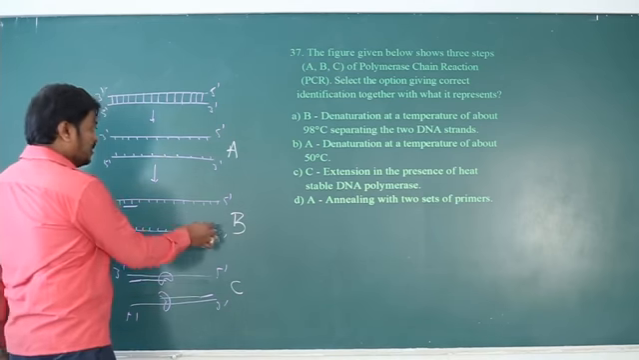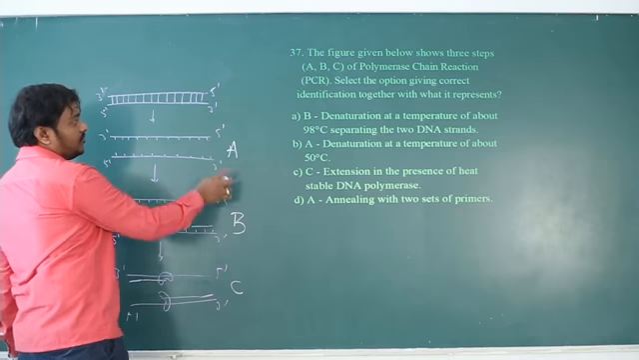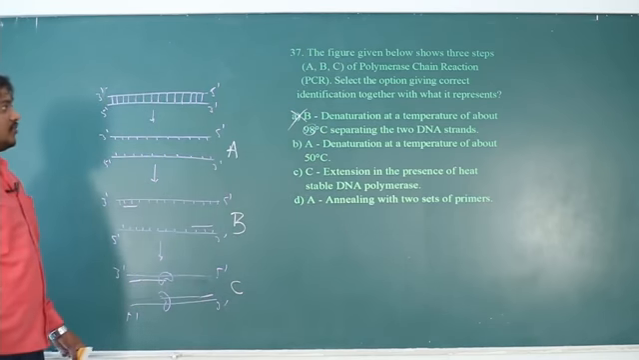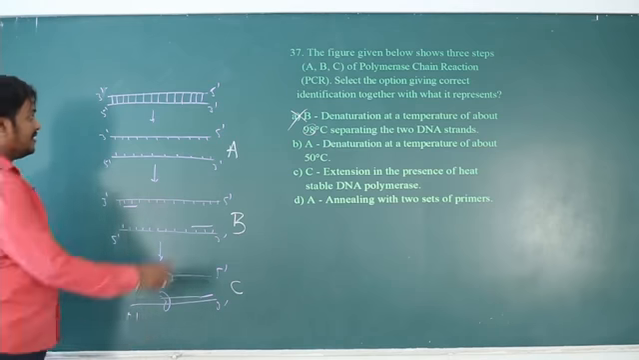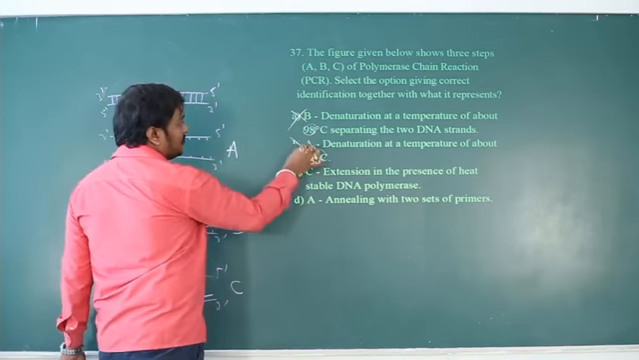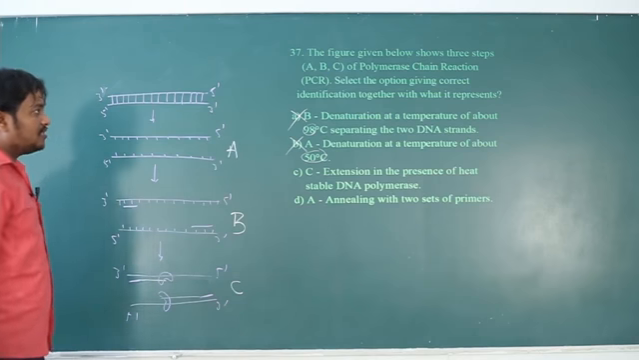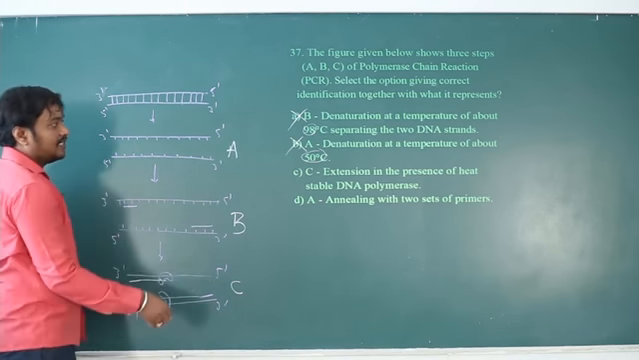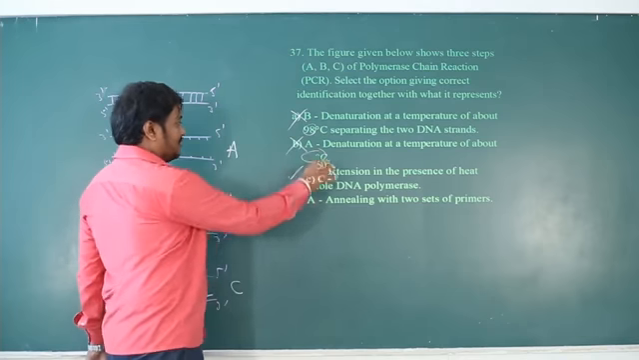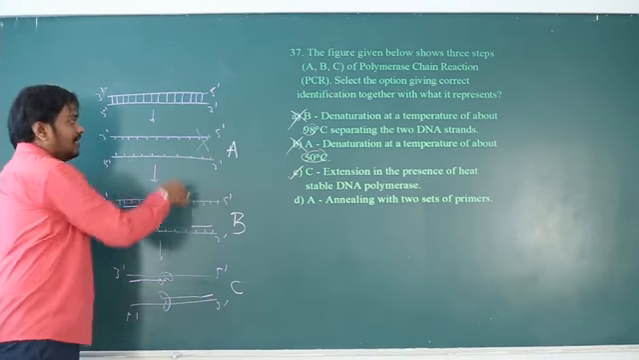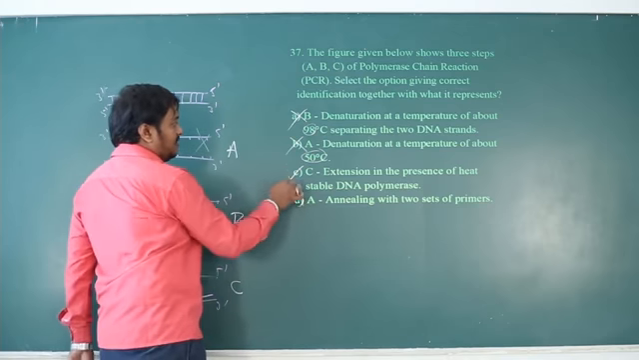Actually A is denaturation, but the temperature is also wrong, so it is not the option. Then A is denaturation at a temperature of about 50 degrees centigrade. Of course here is a denaturation, but it is not 50 degrees centigrade, so it is not that option. Then C, extension in the presence of a heat stable DNA polymerase. So polymerase enzyme is extending, doing DNA replication. So it is the right one. Then A annealing with the 2 sets of primers. In A, annealing is not happening. So the right option is C.